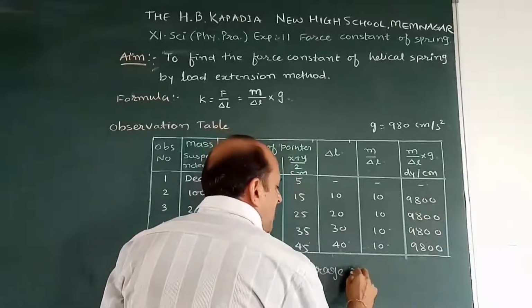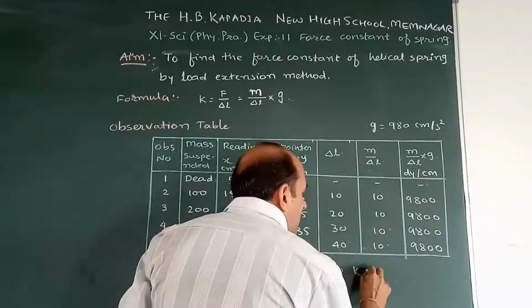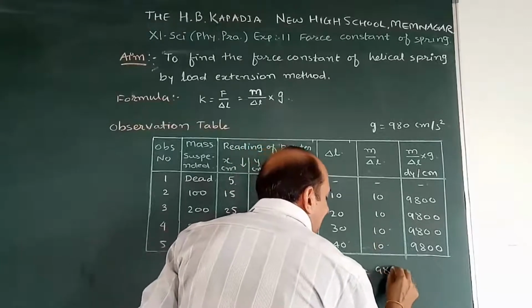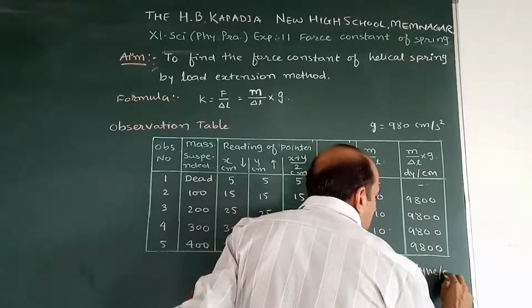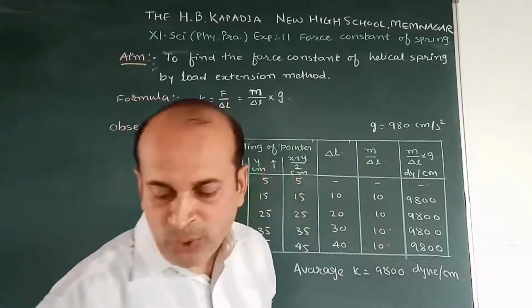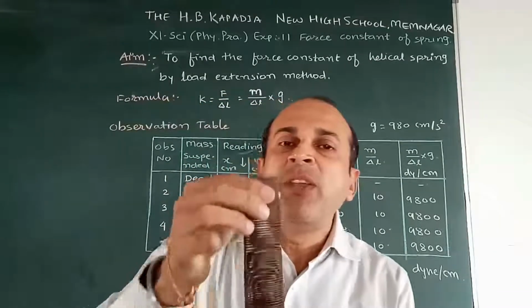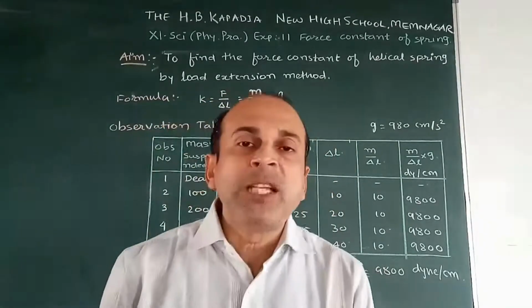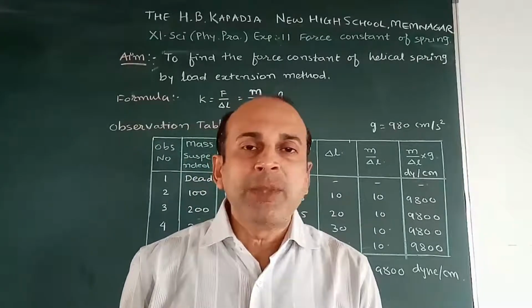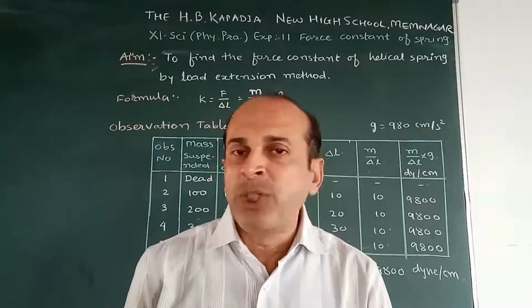The average of these values, the force constant K, is equal to 9800 dyne per centimeter, which is the force constant of the spring. So in this way we can find the force constant of the spring. Now you complete this experiment in your record book and in your journal too.